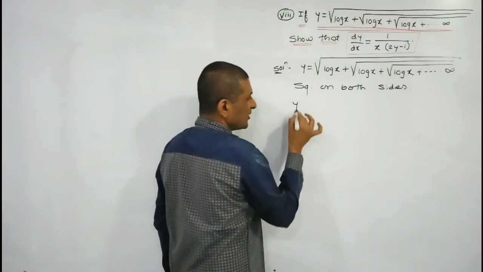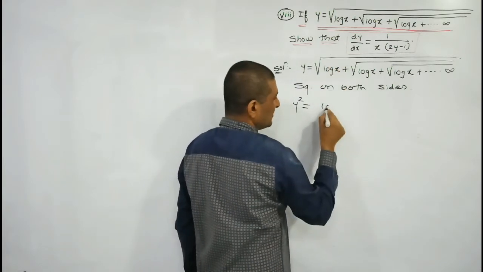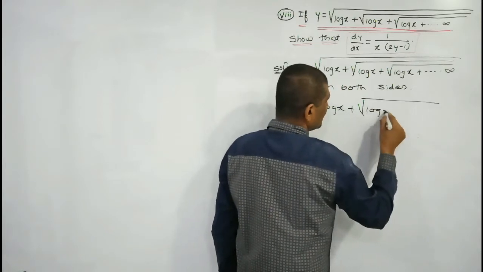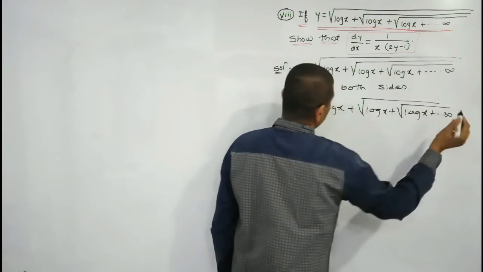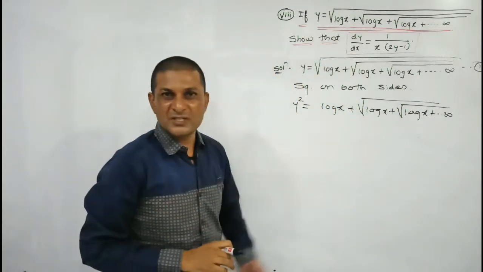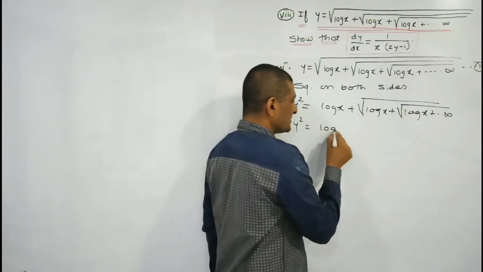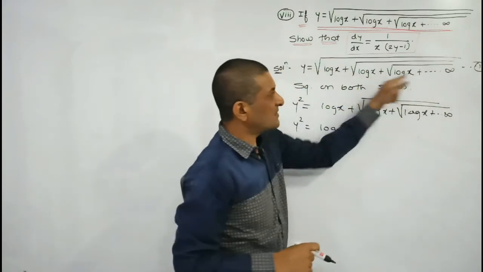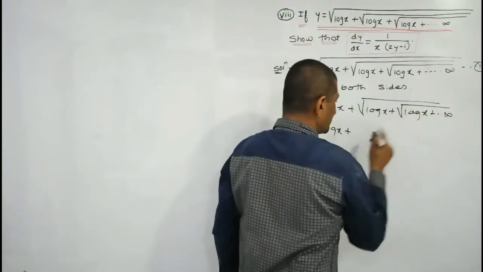So the square of y is y square. If we are squaring on this side, this first root will get eliminated. So the remaining term is log x plus under root log x plus under root log x, continuing this way up to infinity. Let us denote this expression by equation number 1, which is our given function. So now here y square, keep it as it is, on this side log x also as it is, plus. Now this whole expression, is it the same one? So if it is the same one, then from equation number 1 it can be replaced by what? y. So I am replacing this whole expression by y.